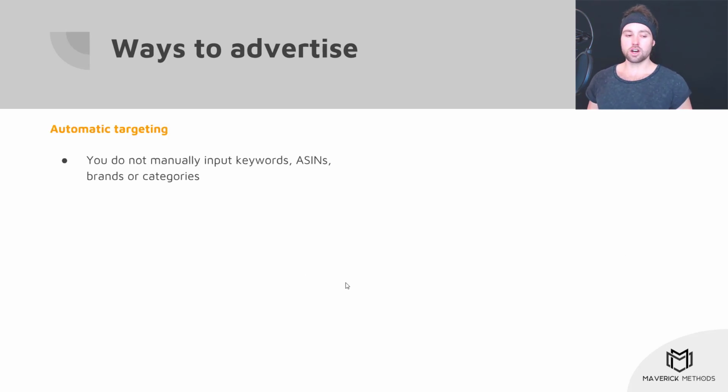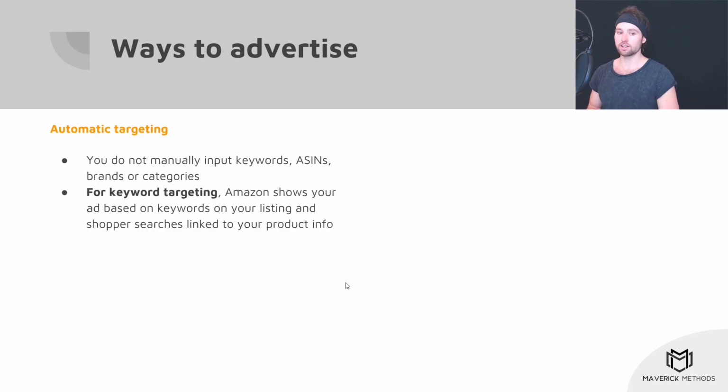So with automatic targeting, you do not manually input keywords, ASINs, brands, or categories. For keywords targeting, Amazon shows your ad based on the keywords already on your listing and shopper searches that are linked to that product info. So that's very important when creating your listings.